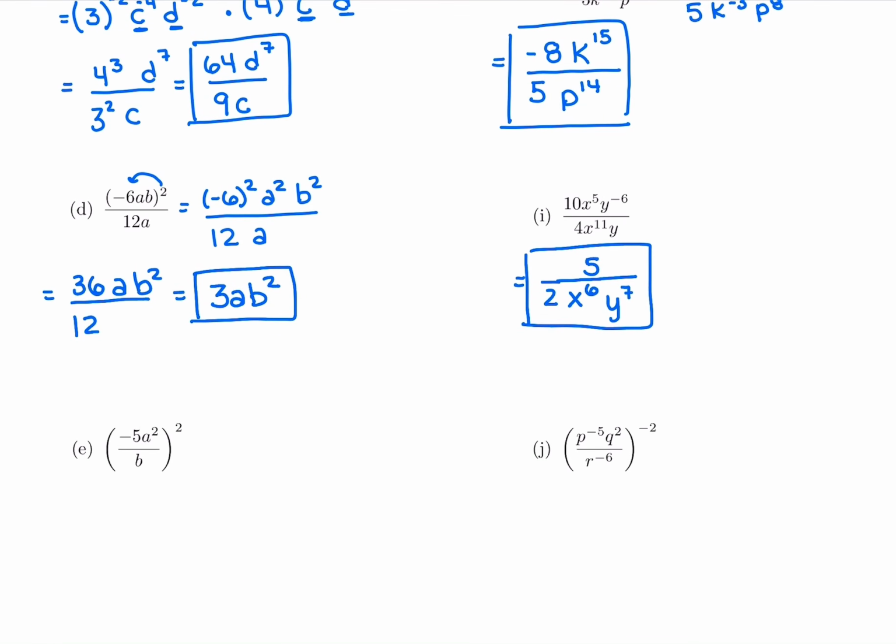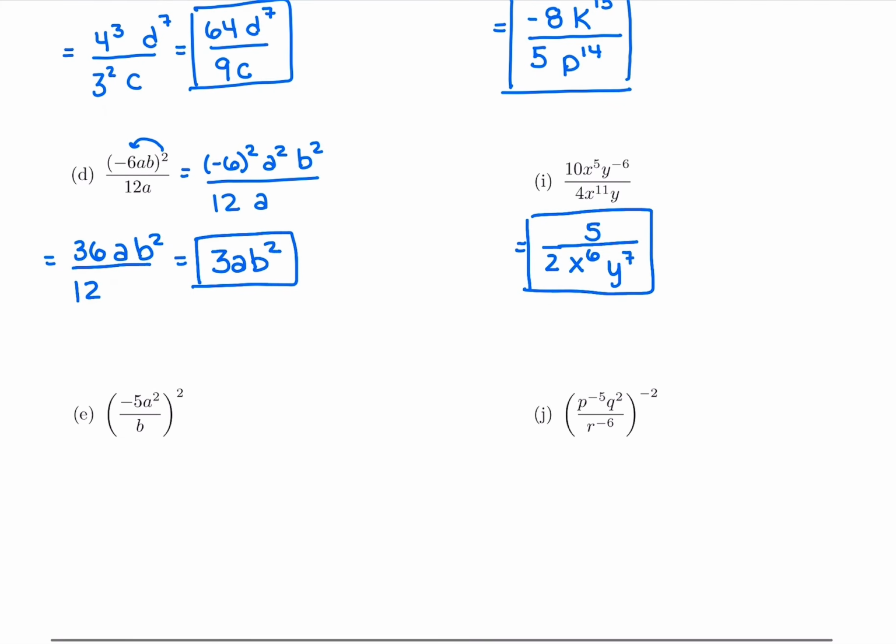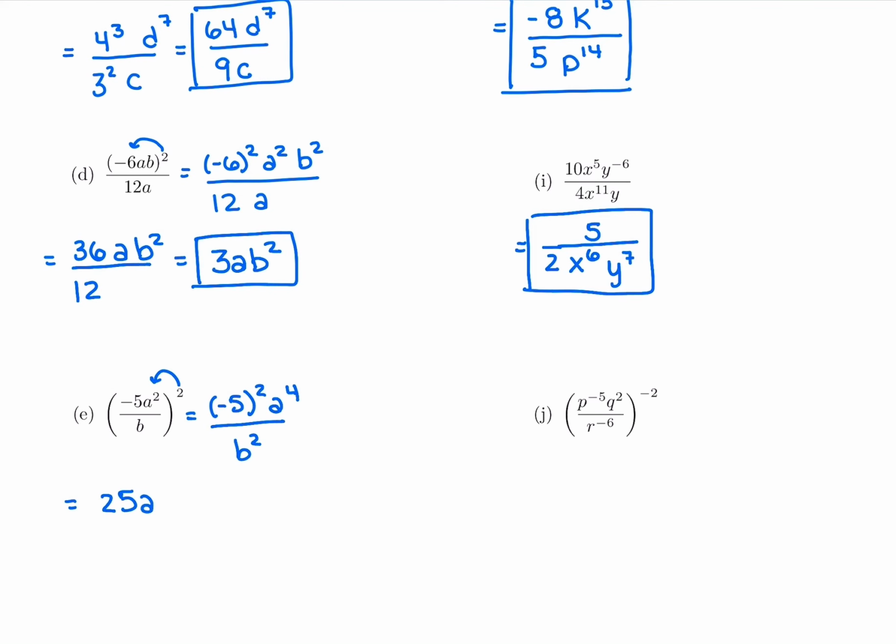Now, down below there, we have some powers to distribute to both the top and the bottom. So I'm going to do it to negative 5. That's going to get squared. A to the 2 times 2 is 4. And in the bottom, b to the 1 times 2 is 2. So lastly, I'm going to square out that number. So I'm going to get 25 a to the 4th over b to the 2nd.